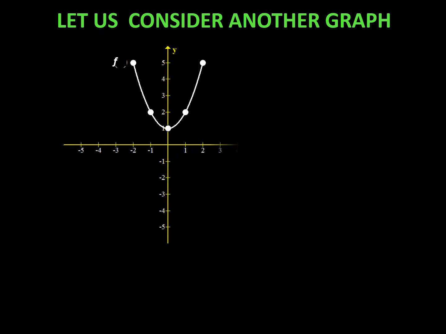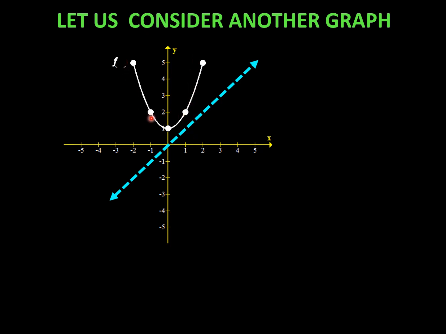Let's look at another graphical representation. There we have a function f, and this is a parabola. You can see this represents a function, right? A vertical line would cut it only once. Now let's take these points here, and we're going to reflect them in the line y equals x. That means the x and the y coordinates are going to be interchanged. 2 and 5 becomes 5 and 2. 1 and 2 becomes 2 and 1, etc.